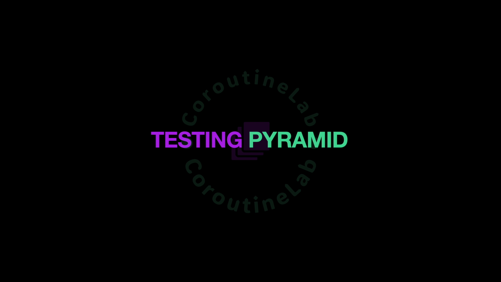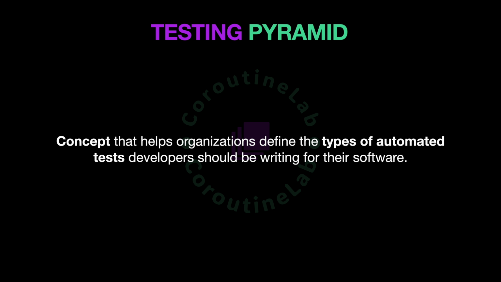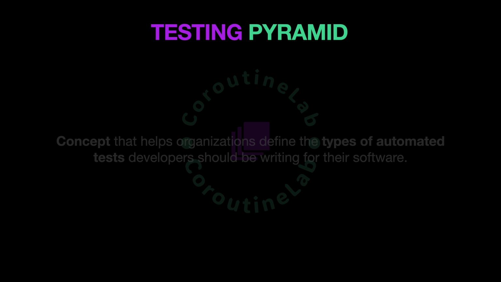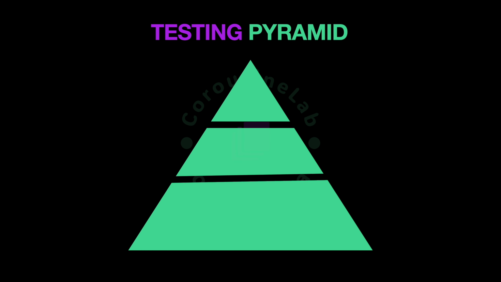The testing pyramid is a model that guides organizations and developers in finding the right balance of automated tests to ensure high-quality software. It helps identify which types of tests to prioritize at each stage of development, creating a reliable and efficient test suite. At the base of the pyramid, unit tests focus on testing individual components in isolation. They are quick to run and provide immediate feedback, making them perfect for catching bugs early.